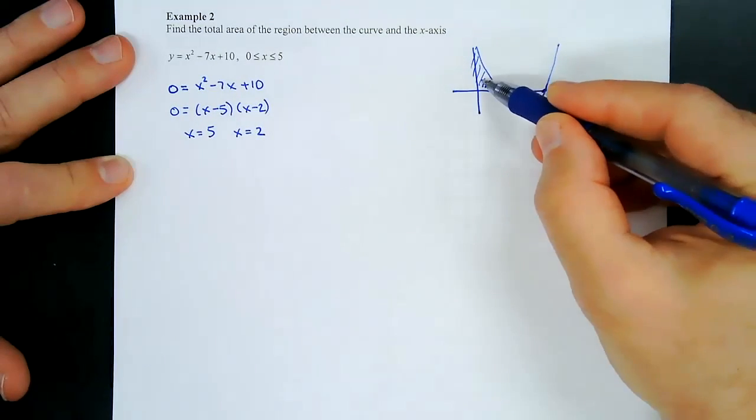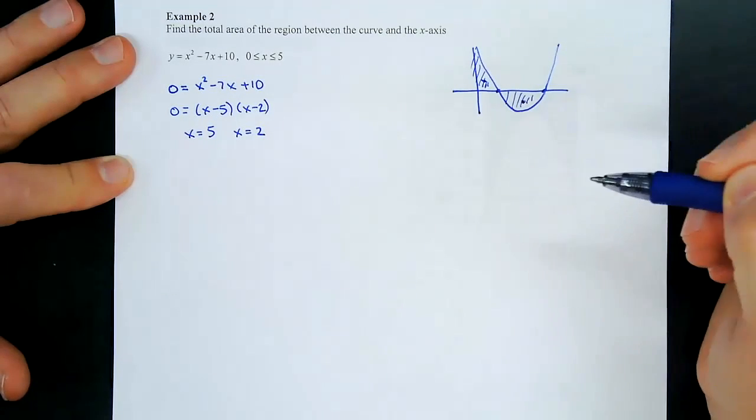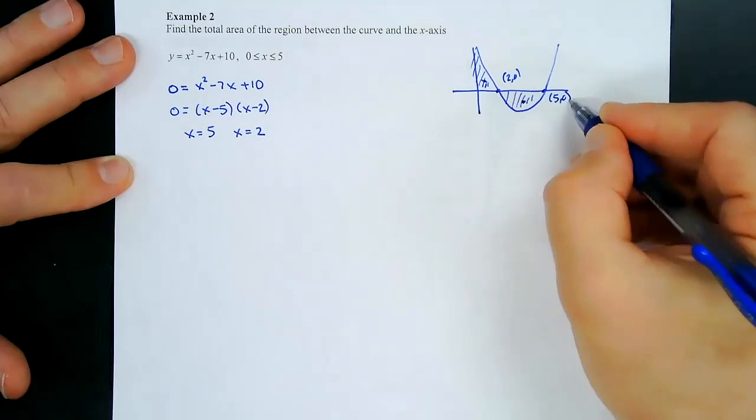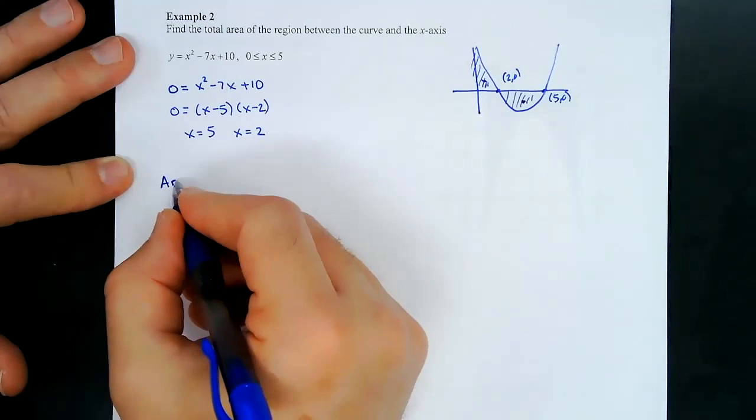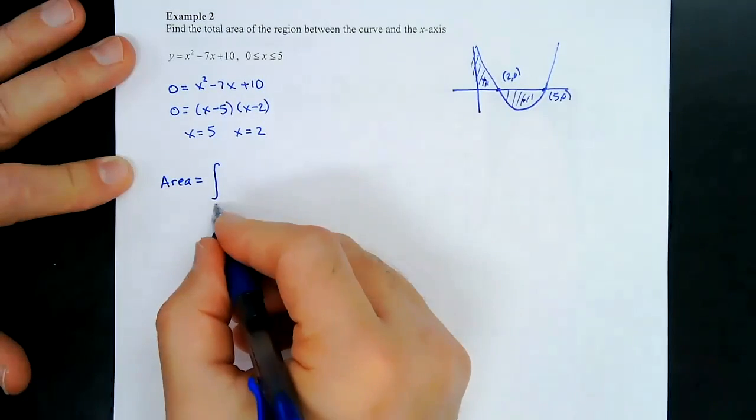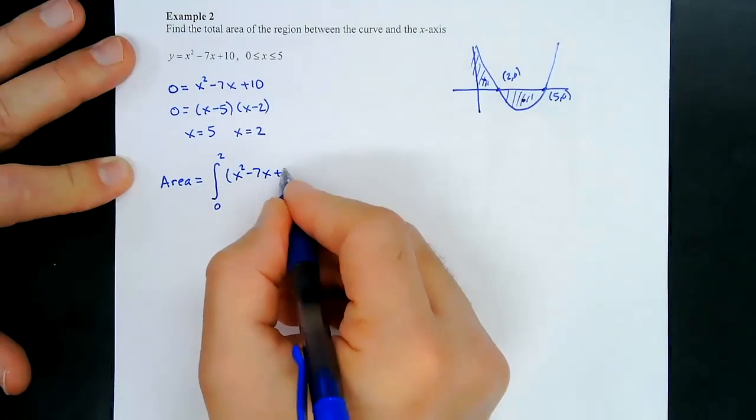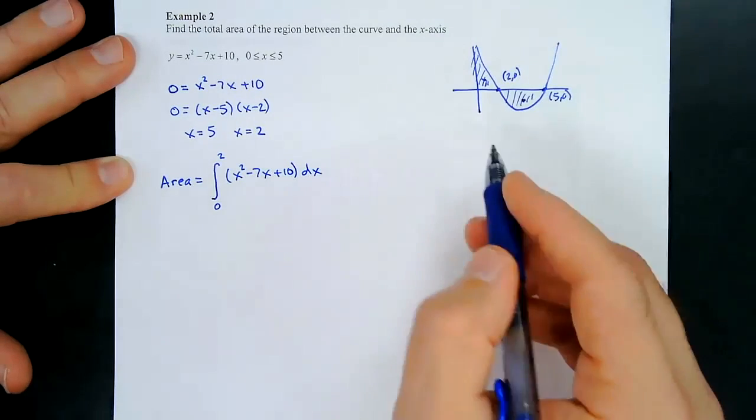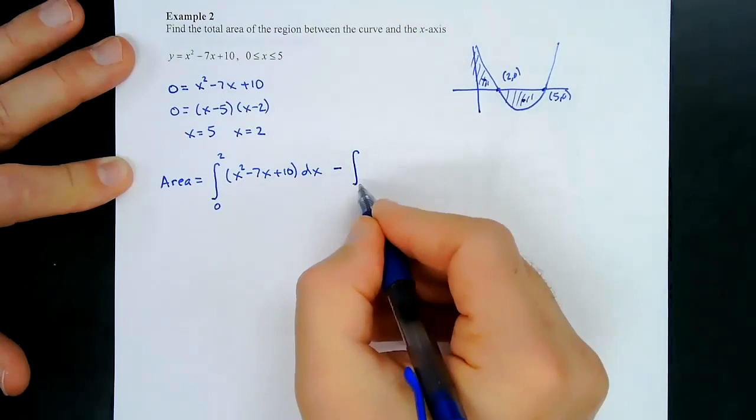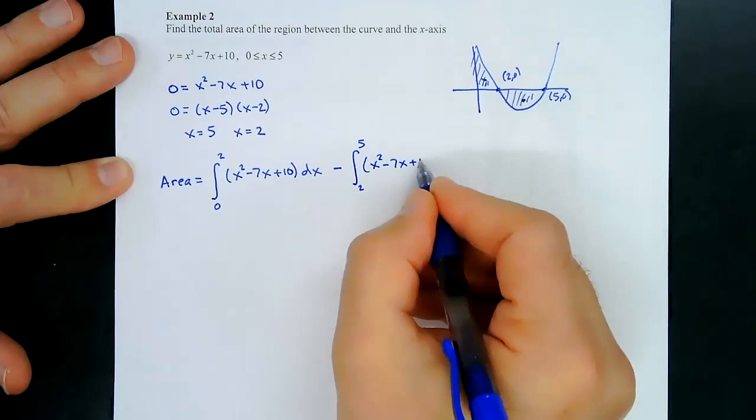Now, this integral and the area are the same. This one, I'd have to take the negative of this integral because this integral is going to be negative, okay? So this is the 0.20 and this is the 0.50. Okay, so my area is going to equal the integral from 0 to 2 of my function x squared minus 7x plus 10 dx. Because the next region from 2 to 5 is below the x-axis, I'm going to have to subtract the integral from 2 to 5 of x squared minus 7x plus 10 dx.